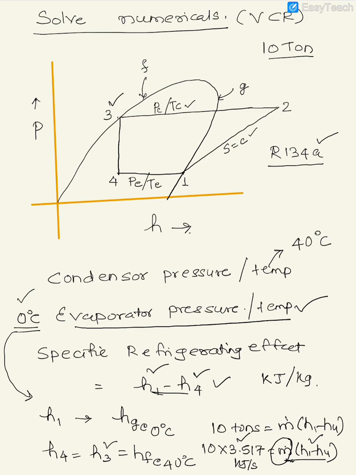Now suppose you are asked to find the coefficient of performance. Coefficient of performance means the enthalpy difference across the evaporator upon the enthalpy difference across the compressor. The enthalpy difference across the evaporator, H1 minus H4, you have already found out. Now you want to find the enthalpy difference across the compressor, that is H2 minus H1. For that you need to find H2. How do you find H2?